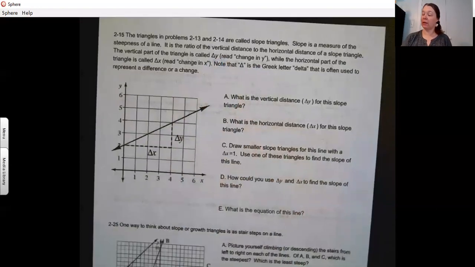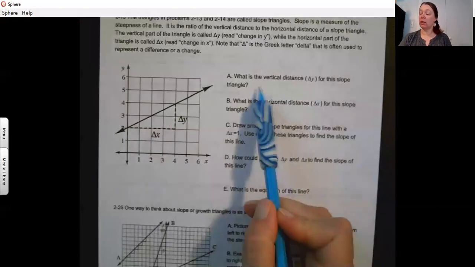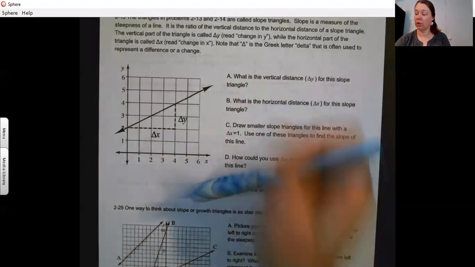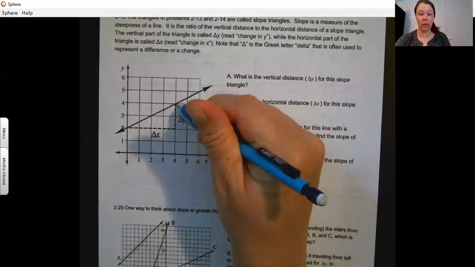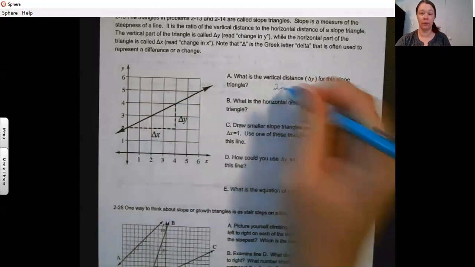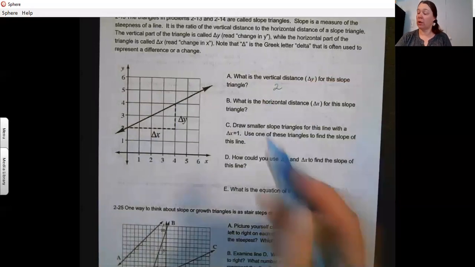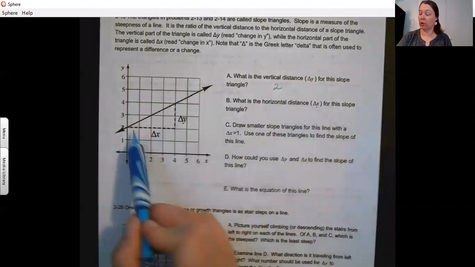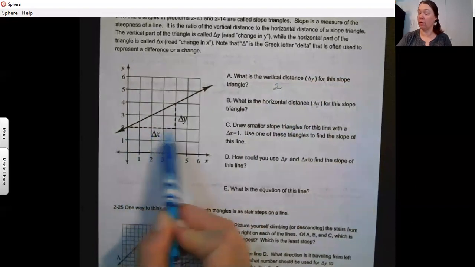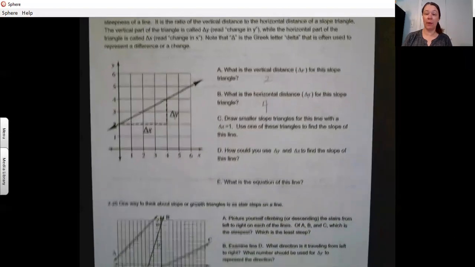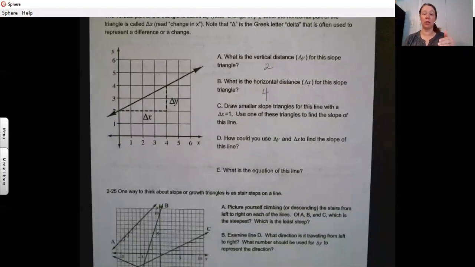Looking at this line, it's asking what is the vertical distance, or the delta Y, for this slope triangle. Here's my delta Y. What is this vertical distance from here to here? It's 2 units. And then what is the horizontal distance, or delta X, or change in X, for the slope triangle? From here to here, 1, 2, 3, 4. Now, when we were talking about the tile patterns, we were asking how much it increased by for just one single figure number.